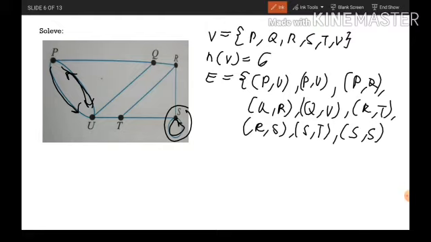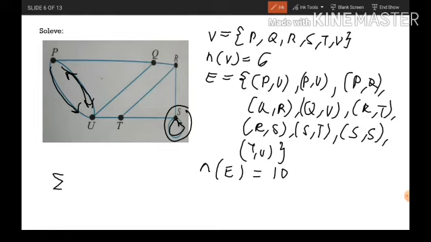And then what else do we have? We have T to U. I think that's enough. So count how many edges. 1, 2, 3, 4, 5, 6, 7, 8, 9, 10. So there are 10 edges.